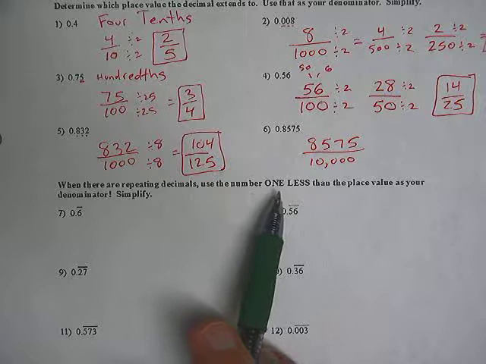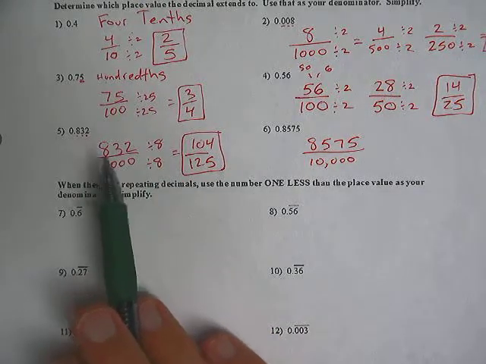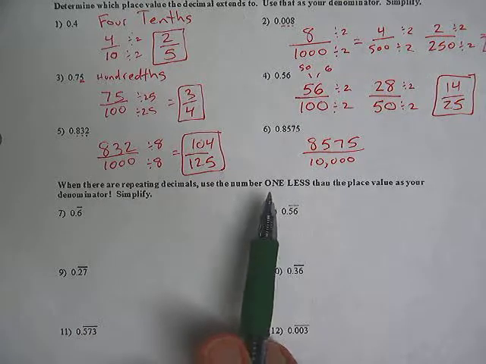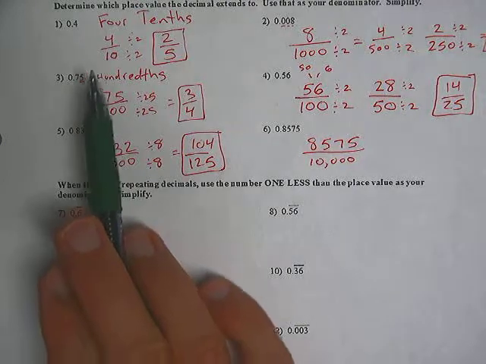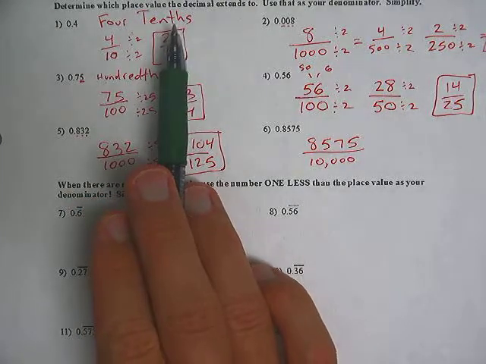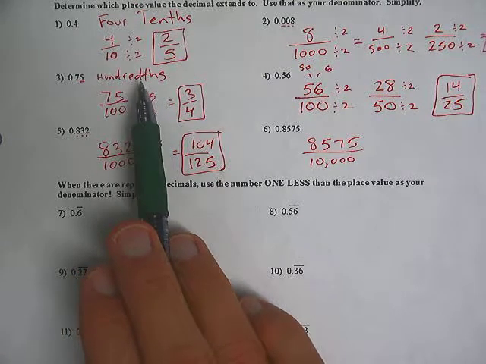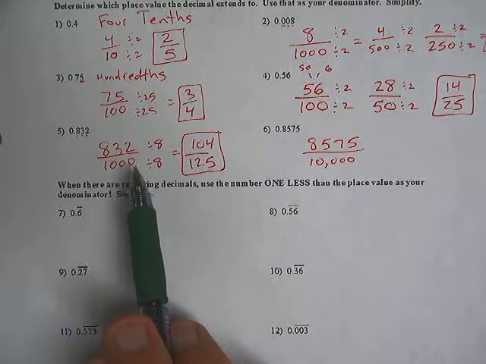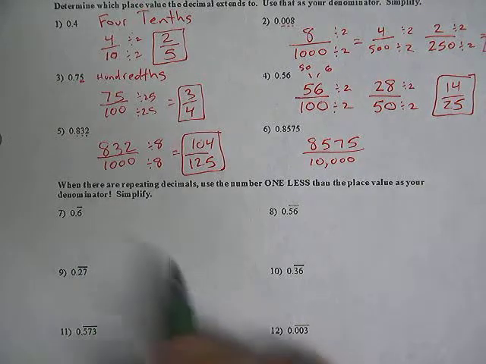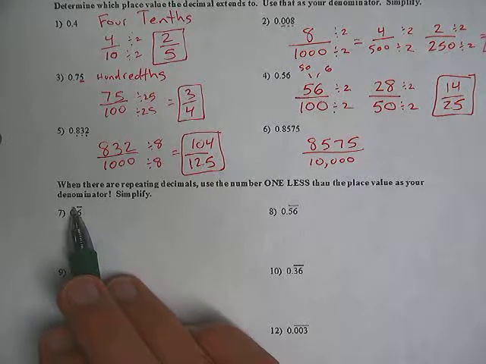Okay, so they're going to act a little bit differently. If you read the directions, it tells you what we need to do. It says when there are repeating decimals, use the number that's 1 less than the place value as your denominator. So up here, we use the place value as our denominator. Here, we're going to use the number 1 less than the place value. So if my place value was tenths, 1 less than tenths would be ninths. If it's hundredths, 1 less than hundredths is 99ths. Thousandths, 1 less is 999.